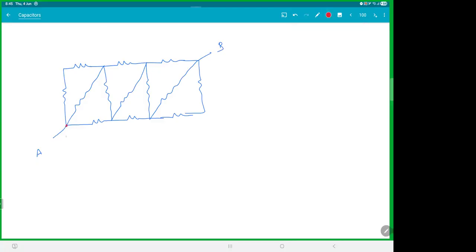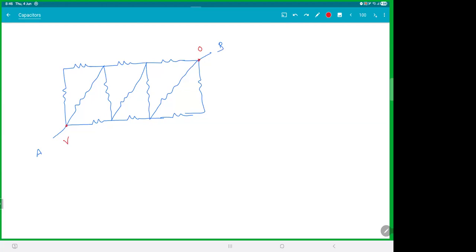Let's say if this guy is V and this guy is 0, just tell me how will you name the alphabets. So totally how many nodes are there? 1, 2, 3, 4, 5, 6. You have to name all 6 of them. I can put capacitors also here. It's the same thing. Think for a minute. How will you name the potentials?